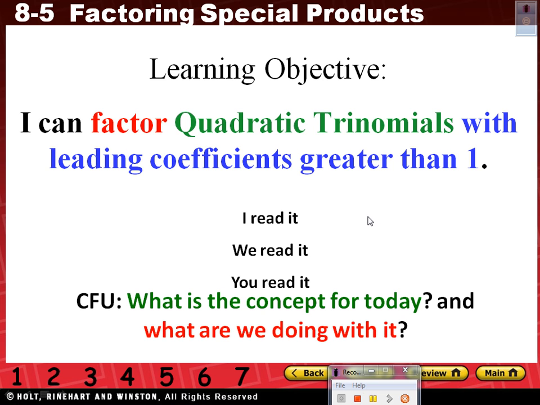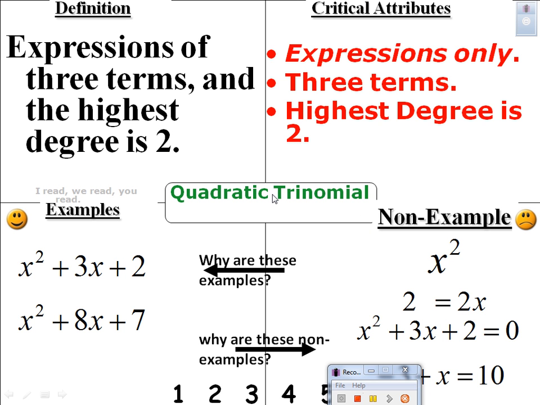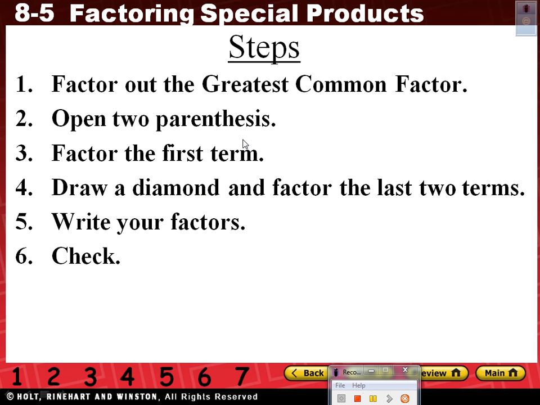That's why we're not going to use the Frayer model. We know what they are. We don't need the steps because we already know the steps, right? It's 6 easy steps. We factor out the greatest common factor, open two parentheses, factor the rest of the terms, draw a diamond and factor the last two terms, write your factors and check. We already have those steps, right?